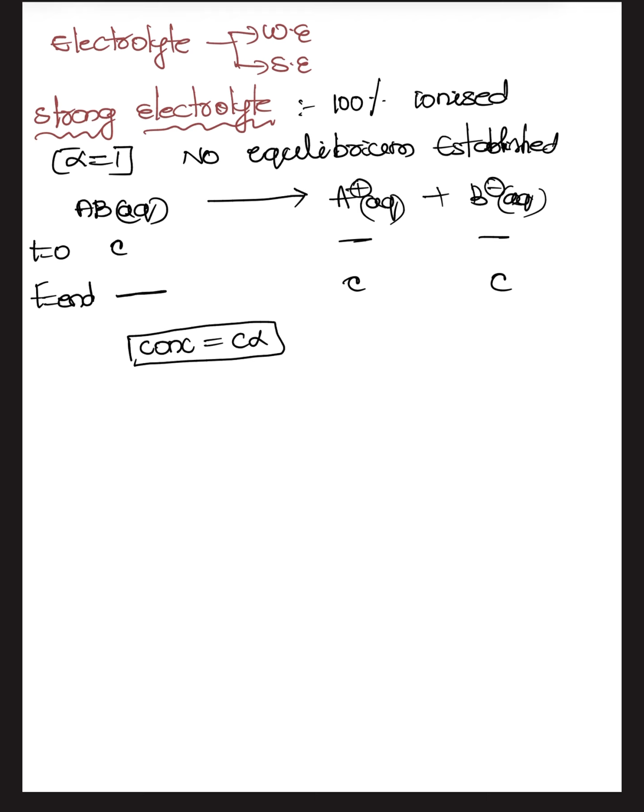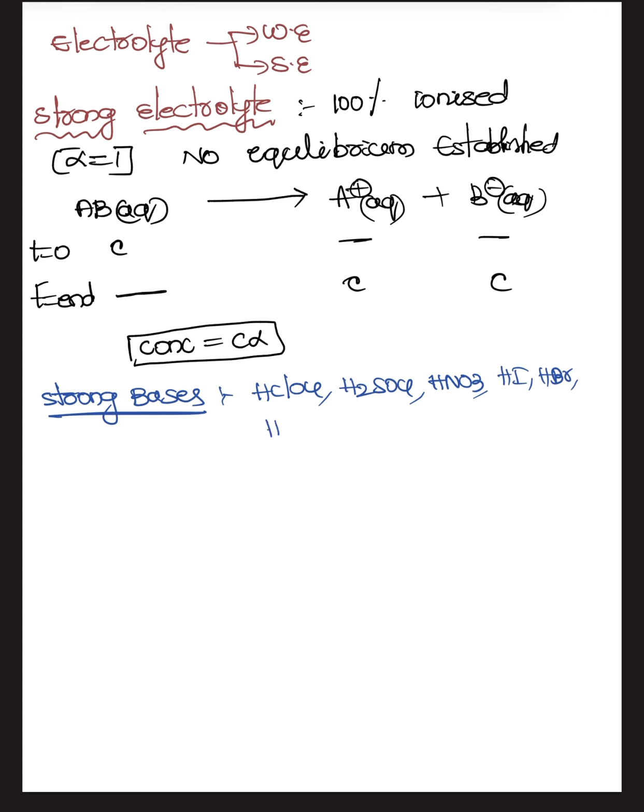What are the examples? If you see the examples of the strong electrolyte, all strong acids come under this category. What are the strong acids? You can see HClO4, H2SO4, HNO3, HI, HBr, HCl. These are the examples. But mostly in this chapter we will discuss H2SO4. Next one, strong bases.